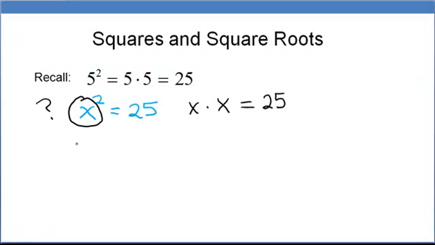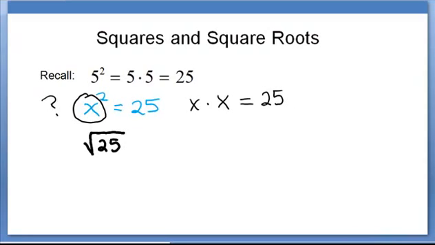So our square root symbol is like this and has the answer underneath. And we want to know what goes times itself or gives us 2 copies to give 25. The answer is 5.